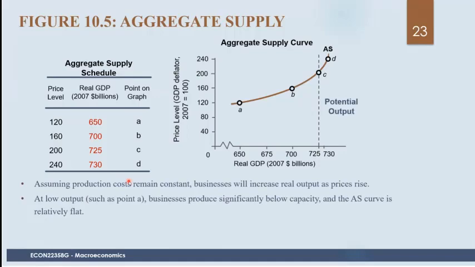Okay, and at low output, such as point A, businesses produce significantly below capacity. So this would be like a major recession. And here, though, the aggregate supply curve is relatively flat. So think of the amount that the price level will go up with real GDP: in a recession, you're not going to have that much pressure on prices.